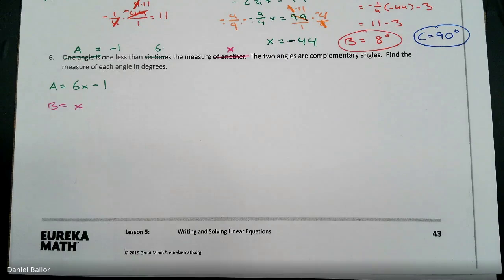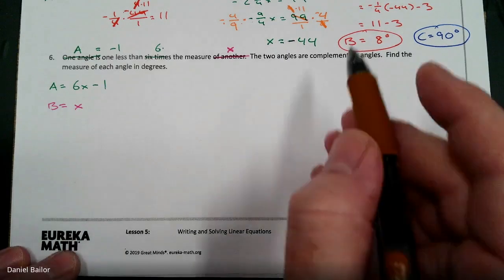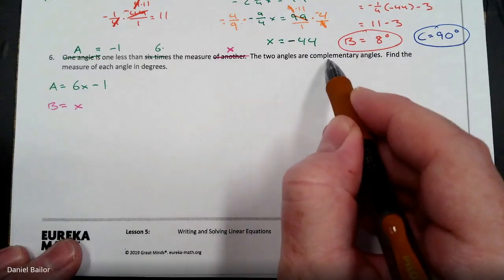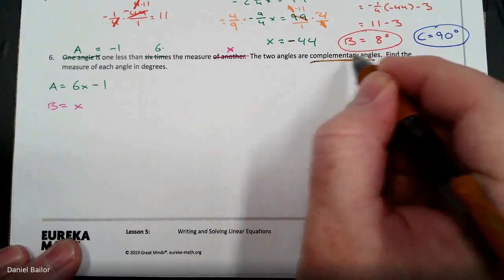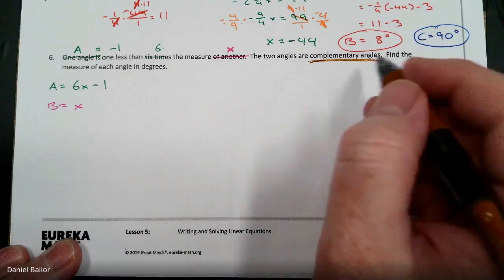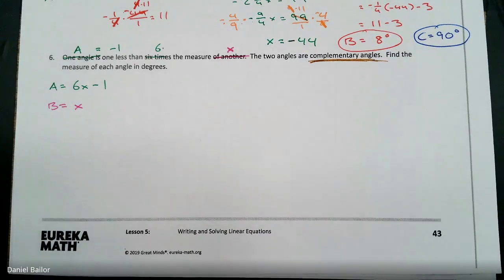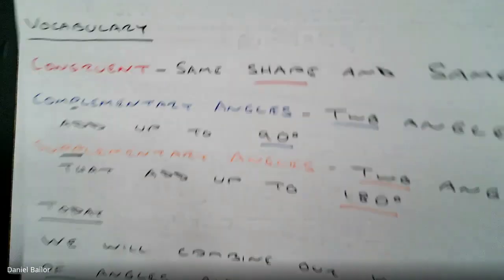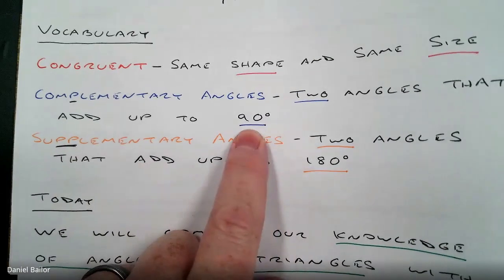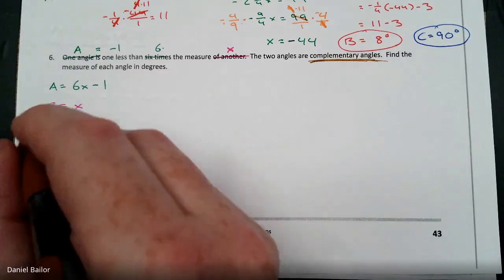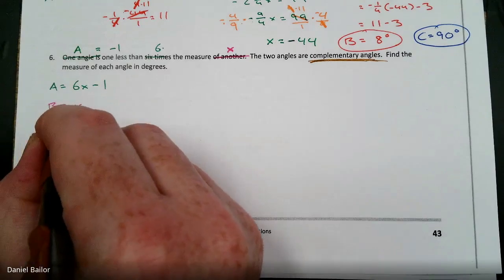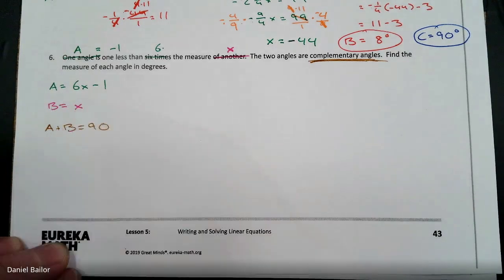Now we need to put them into an equation. Our equation comes from this right here. The two angles are complementary angles. And from our vocabulary, you should remember that complementary means add to 90, which means A plus B equals 90. So that's what we're going to use for complementary to build our equation.